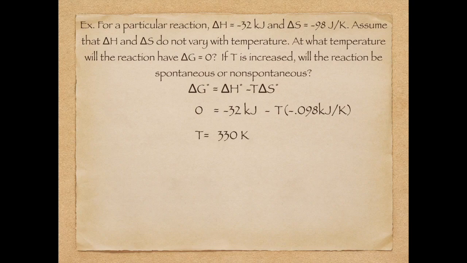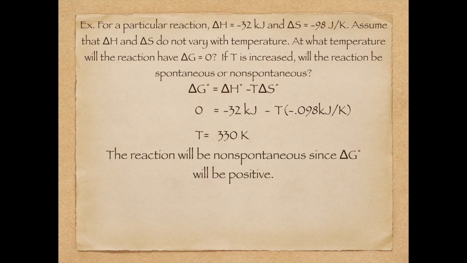So let's look at this. At 330 Kelvin, my reaction is at equilibrium. If I raise my temperature, look right above, it's negative 32 minus T times negative 0.098, which makes the temperature times your entropy change a positive value. So if my temperature increases, that's going to make my delta G positive if it goes above 330, because at 330 it equals 0. If I go above 330, my delta G will be positive, meaning it's going to be non-spontaneous. Now, if I decrease my temperature, then my enthalpy, the negative 32, would take control, and therefore my delta G would be negative, and the reaction would be spontaneous.